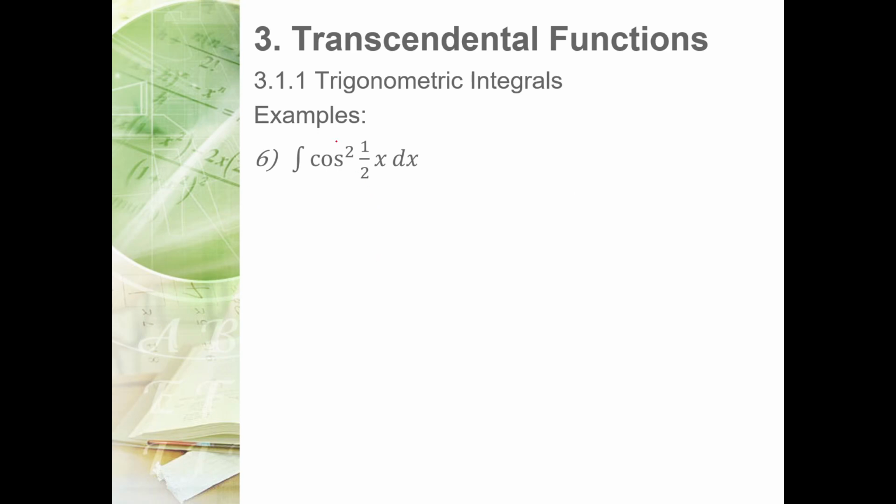So this time we're going to have this example. You're going to have cosine squared, cosine 1 half of x squared dx. Notice that the squared term here is in the cosine function. It's not on the angle. So usually when you try to represent exponents in your trig functions, cosine squared x is the same as cosine x and then squared.